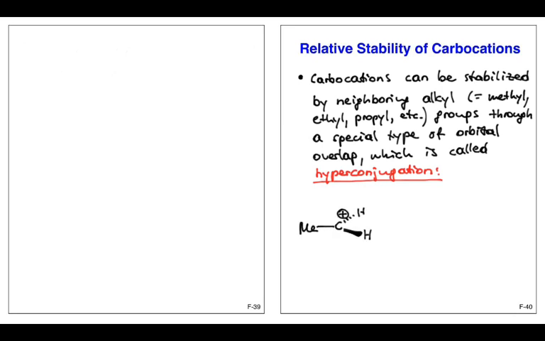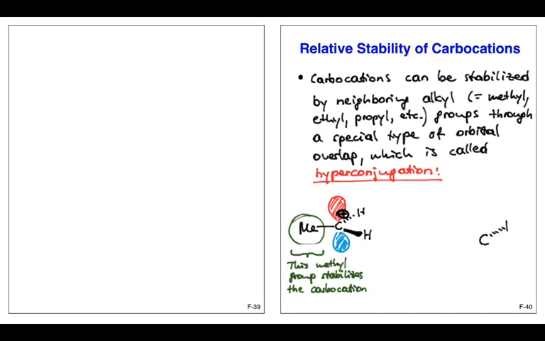First of all, let's recall the structure of a carbocation. Here I drew a methyl substituted carbocation, and remember the hybridization on the positively charged carbon atom is sp2, right, with an empty p orbital, which I'm showing here. Now the methyl group, which is next door to the carbocation, is the one which is stabilizing the carbocation.